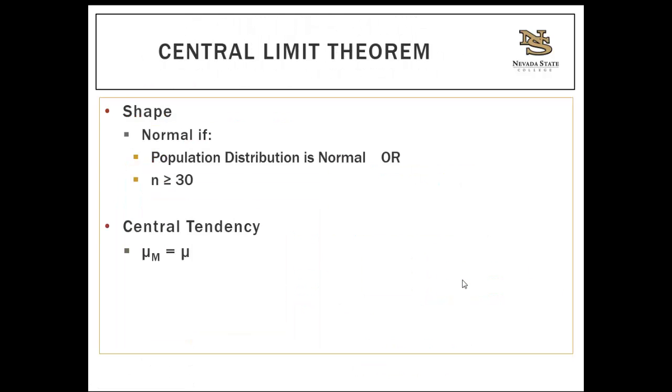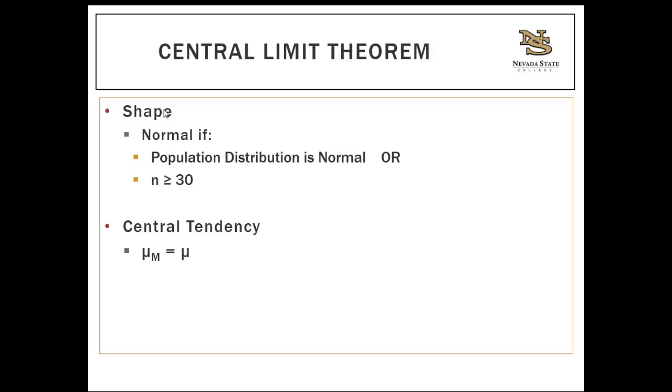So the central limit theorem is just a set of rules that describe the contents and the shape of the sampling distribution so that we don't have to go through and find every single possible sample mean of a specific sample size from a population. So for shape, the shape of the sampling distribution is always normal if your population distribution is normal. Even if you have a skewed population distribution, your sampling distribution will be normal if your sample size exceeds 30 or is equal to 30.